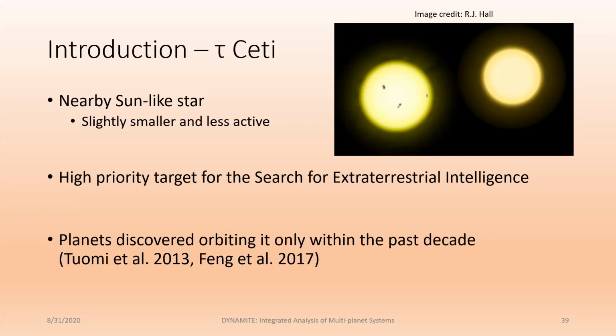As a late G-type star, it is slightly smaller and is found to be less active than our Sun, as depicted in the artist's illustration here. Now, astronomers as far back as the 1950s have noted the similarities between the Sun and Tau Ceti and stated that it would be a good environment for hosting a potentially habitable exoplanet. As such, it was a high priority target for the search for extraterrestrial intelligence even before planets were discovered orbiting it, only in the last decade.